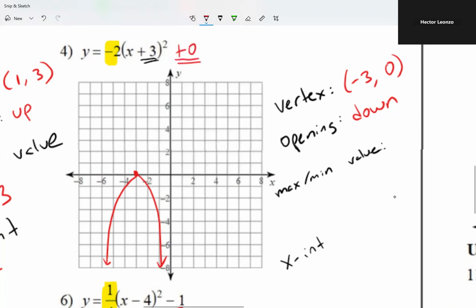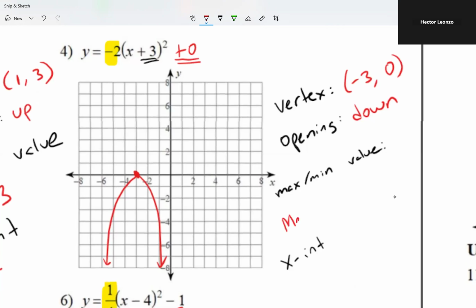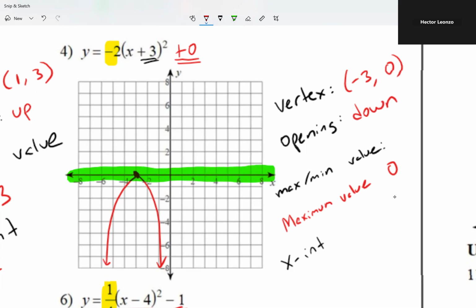Okay, so first, maximum, minimum. So my vertex, does this represent the highest point value or the lowest point value? In this case, because the parabola is opening down, this represents the maximum value. Now, what's the y value on our vertex? My maximum value in this case is 0. Now, x-intercepts. Remember, for the x-intercepts, I'm looking at the x-axis. Where are the points where we actually cross the x-axis? Well, I see one point right there. We crossed it at one point. So my x-intercept in this case is -3.